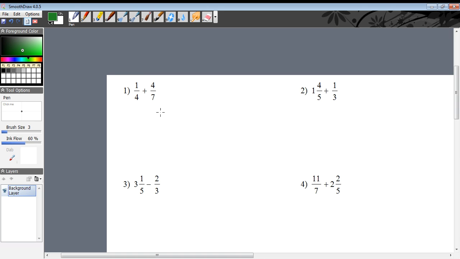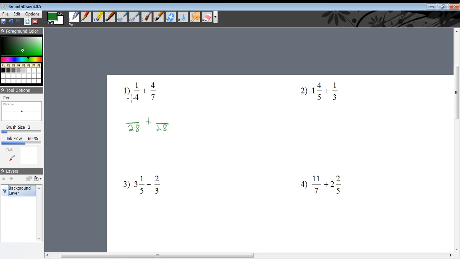So we've got 1/4 plus 4/7. Now we need a common denominator between 4 and 7, and we can do that by multiplying them together. And so one common denominator will be 28, which is 4 times 7. Now we're going to be adding these fractions.